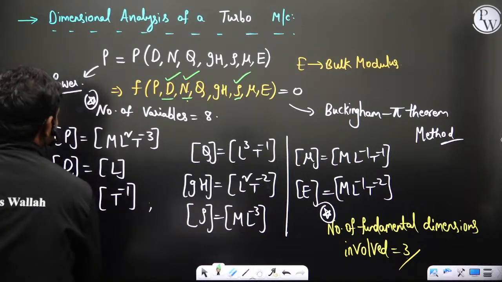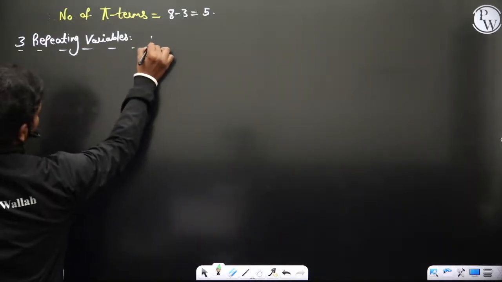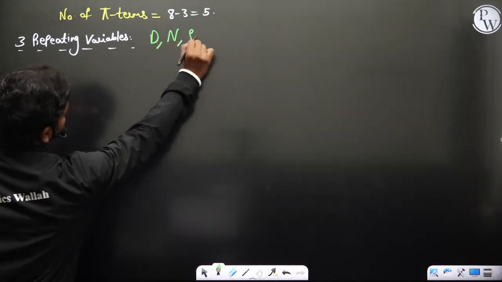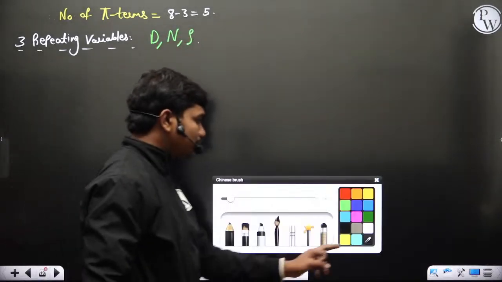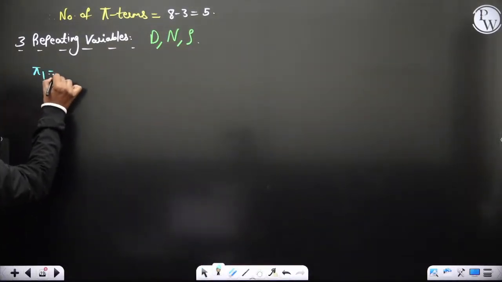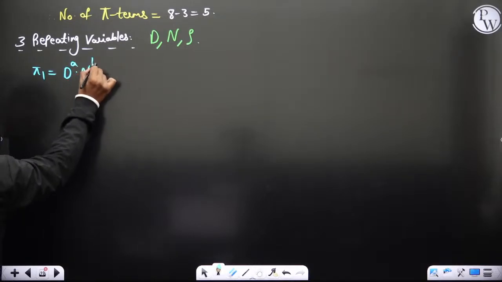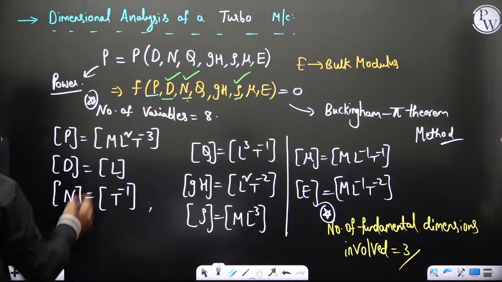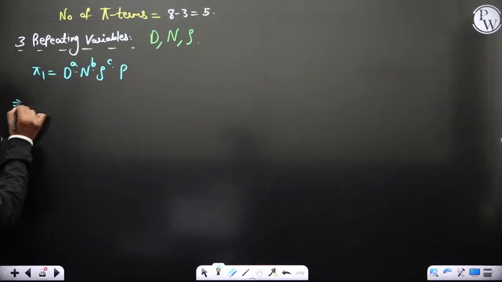So let us pick the first term, pi 1. These are density, N, and D, the repeating variables. Now let us start with the first pi term. So pi 1 is equal to D power a, N power b, rho power c into, now what are the remaining 5? Let us pick P. So P power 1. So this implies M power 0.